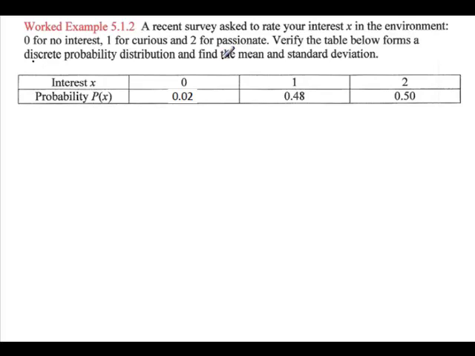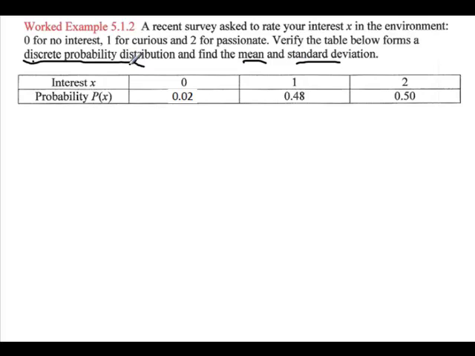A recent survey asked to rate your interest, X, in the environment. 0 for no interest, 1 for curious, 2 for passionate. Verify the table below forms a discrete probability distribution. Find the mean and the standard deviation.